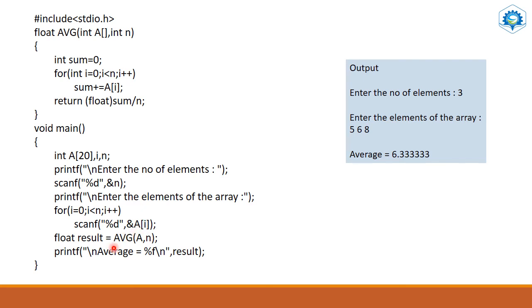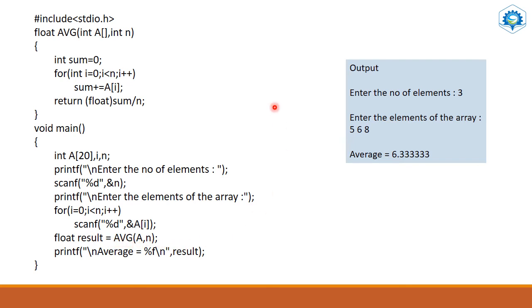And this is the function call average(a, n). Since average is a floating point value, the return type of the average function is float. Therefore, we are using a float type variable here to collect the result from the average function.